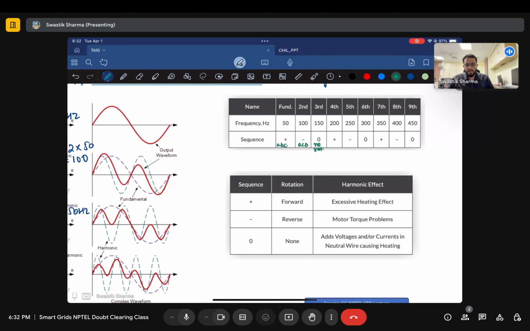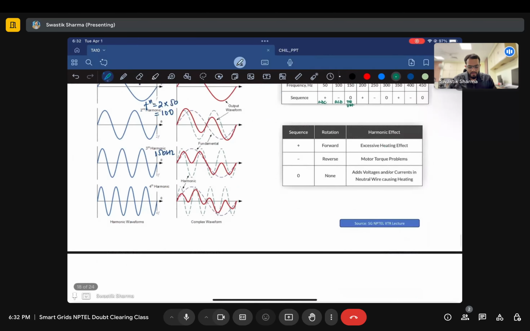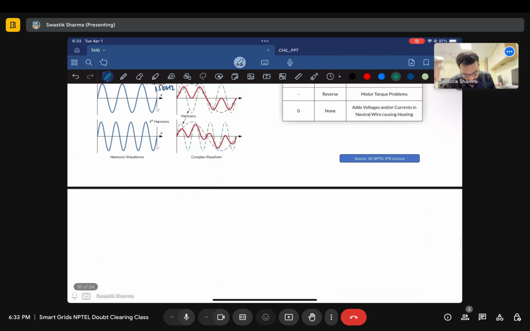And if there are triplet harmonics, which are of the form 3 times n, they have no rotation and they just cause the neutral wire to have currents or voltages, and they can cause heating as well. Right, so this is what harmonics is, and what power quality is.